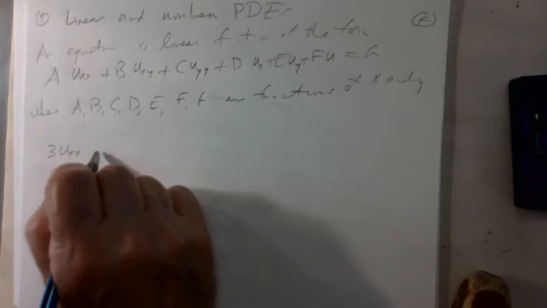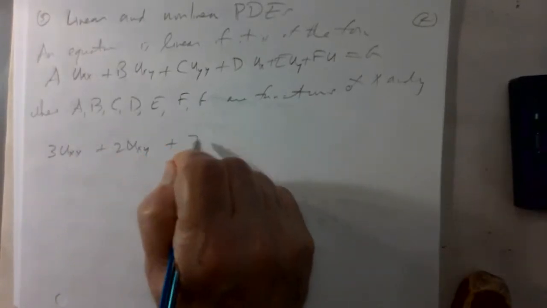You could have an equation like 3uxx plus 2uxy plus 7u equals 0. So this is a linear differential equation, and a lot of these functions, a, b, c, d, e, f, and g, are 0. And the ones that are not, you have a 3, a 2, and a 7. But this is a linear differential equation.